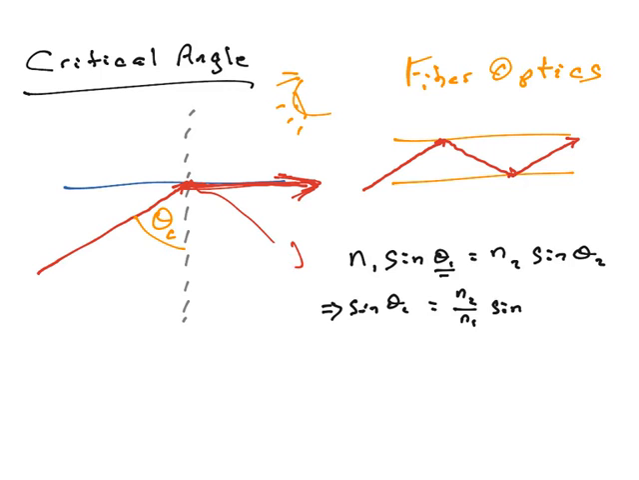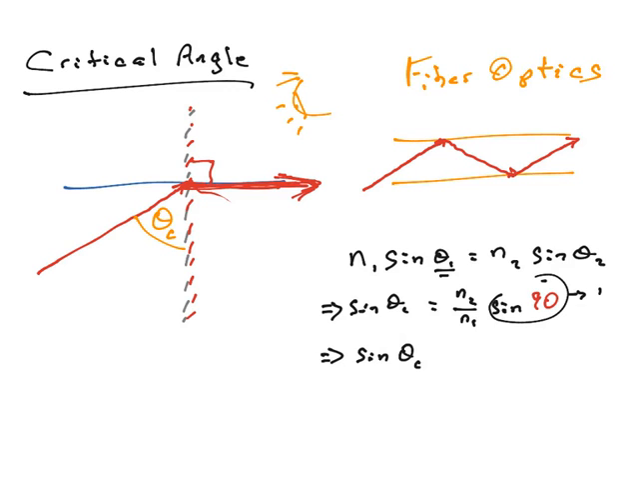So this reflection isn't there. It's just skimming the surface. Well, if that's true, then what angle does my light that's skimming the surface make with the perpendicular line? It's 90 degrees. So theta 2 must be 90 degrees for this to be true. But what's sine of 90 degrees? Sine of 90 degrees is 1. So we get sine theta c is just n2 divided by n1. And thus, solving for theta c, we get the critical angle is the inverse sine of n2 over n1.